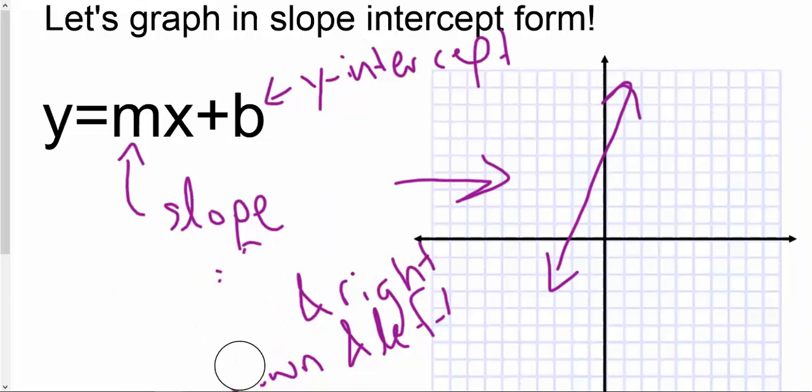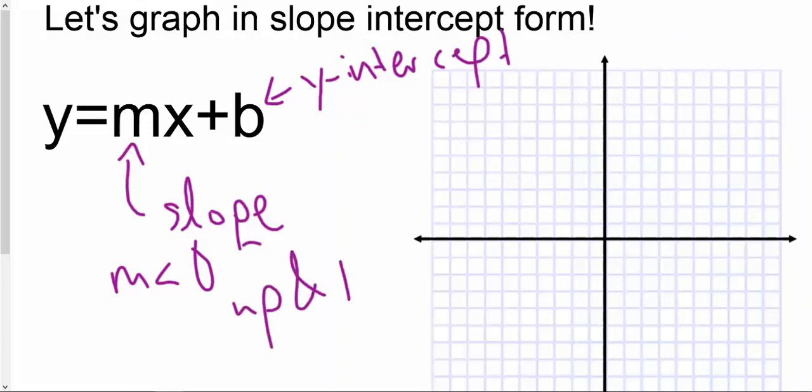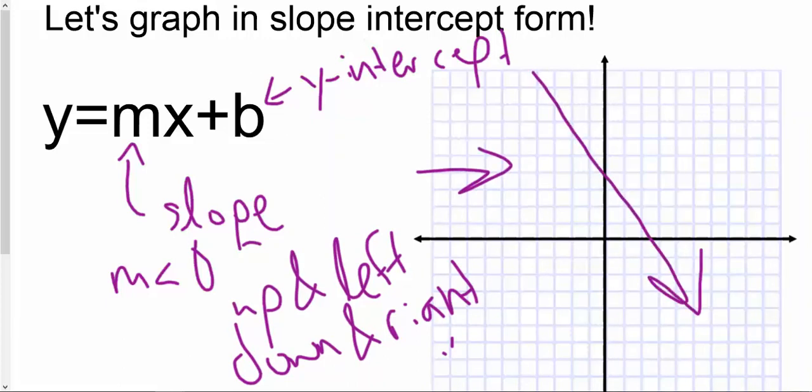Now, if the slope is negative, then the opposite is going to happen. We need one of them to be negative. So if the slope is negative, we can either go up and left or down and right. Essentially, as we move from left to right, we should see that our line is going down. Think about it: if you were starting somewhere, are you going up the hill, meaning a positive slope, or are you going down the hill? That's going to be our negative slope. So keep that in mind when we're graphing these lines.